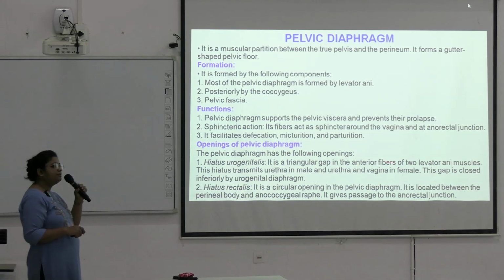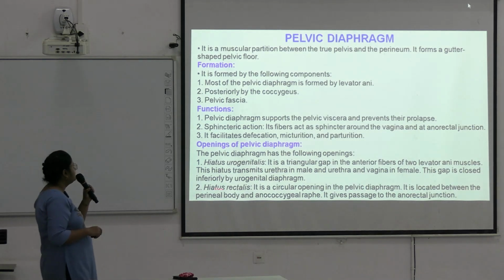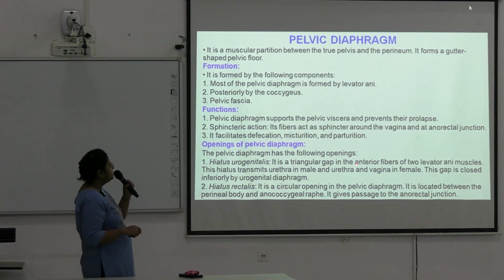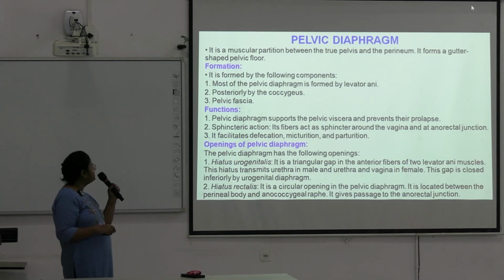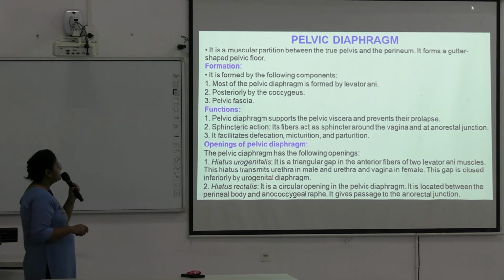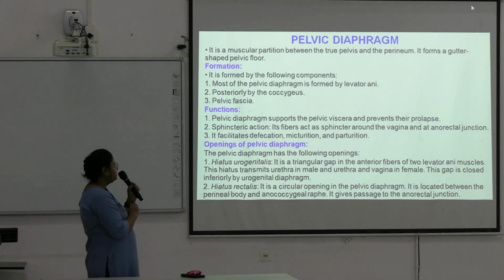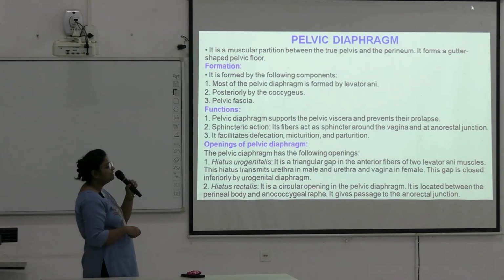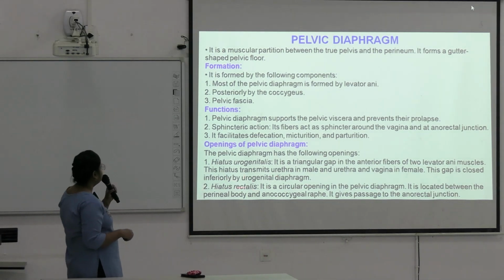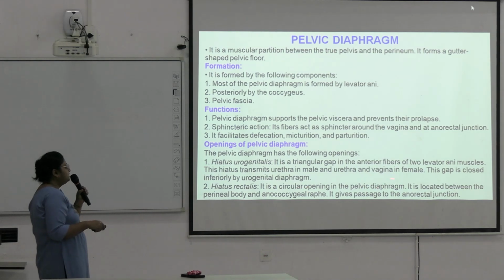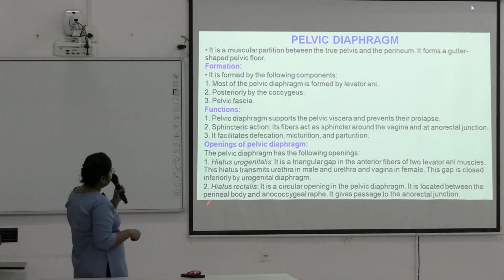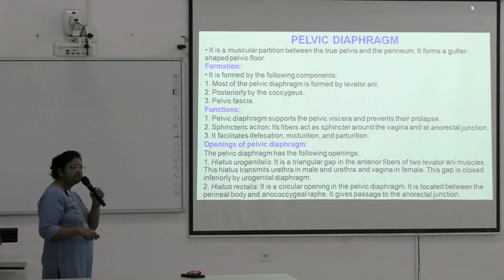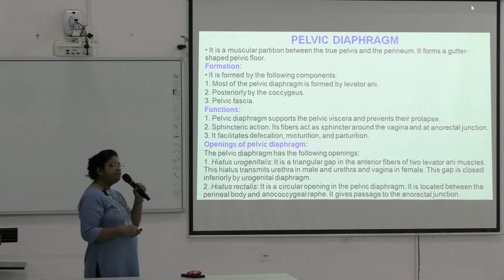Pelvic diaphragm has the following openings: hiatus urogenitalis and hiatus rectalis. Hiatus urogenitalis is a triangular gap in the anterior fibers of the two levator ani muscles, and this hiatus transmits the urethra in male and urethra and vagina in female, and this gap is closed inferiorly by the urogenital diaphragm. Next is hiatus rectalis. It is a circular opening in the pelvic diaphragm, located between the perineal body and anococcygeal raphe, and it gives passage to the anorectal junction. So these are the openings of the pelvic diaphragm.